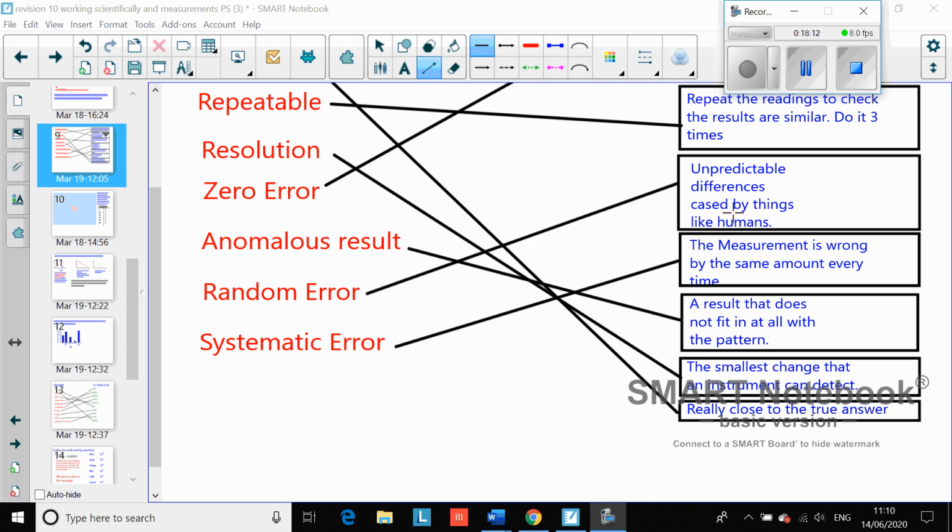It can be caused by things like human mistakes, but it could also be caused by, say, a gust of wind blowing in the window and altering the temperature of the room, therefore affecting your results. It could be caused by unexplained spikes in radiation. It can literally be caused by anything, okay? So random errors are unpredictable differences caused by pretty much anything. And a systematic error is when the measurement is going to be wrong by the same amount each time because there is something wrong with your system. So it won't give you the true value.